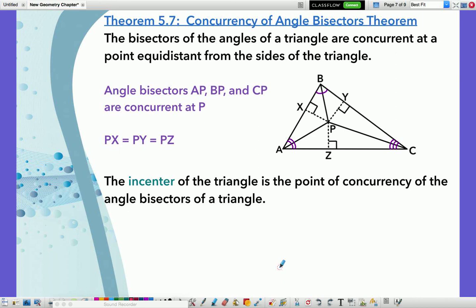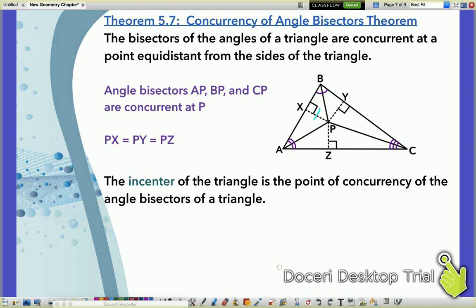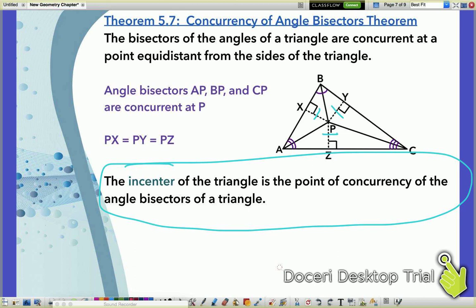All right. Theorem 5.7. The bisectors of the angles of a triangle are concurrent at a point equidistant from the sides of the triangle. So AP, BP, and CP are concurrent at P. So PX equals PY equals PZ, which we've really already had before. The incenter of the triangle is the point of concurrency of the angle bisectors of a triangle.